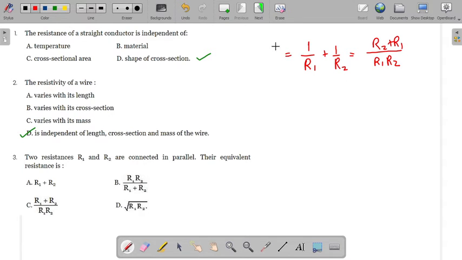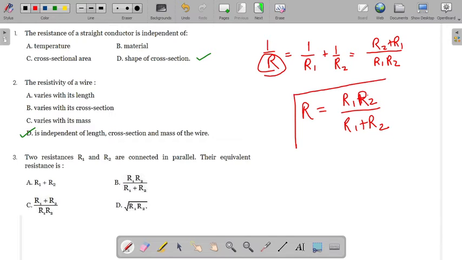So that is the value of 1/R, right? When you find its value, you have to take the reciprocal. So that is R equals R1 R2 upon R1 plus R2. So this is the right answer in case of two resistances.